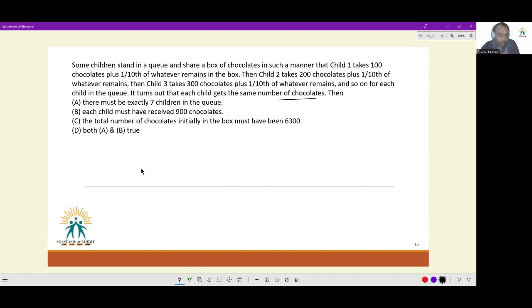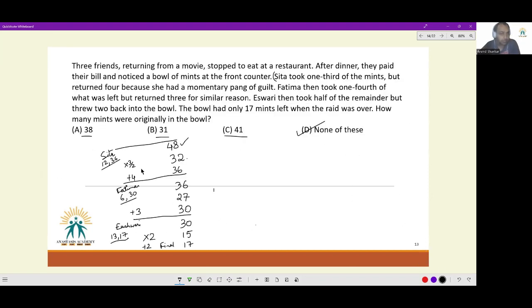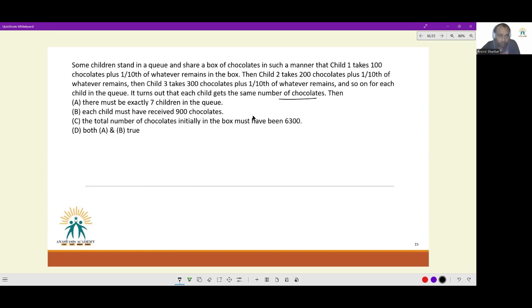Now see, here also people are doing it in the same manner. They're taking something and some extra work is happening. Here also the same thing was happening. The only difference is here we had the final number, 17 minutes were left. Here we don't have a final number available.